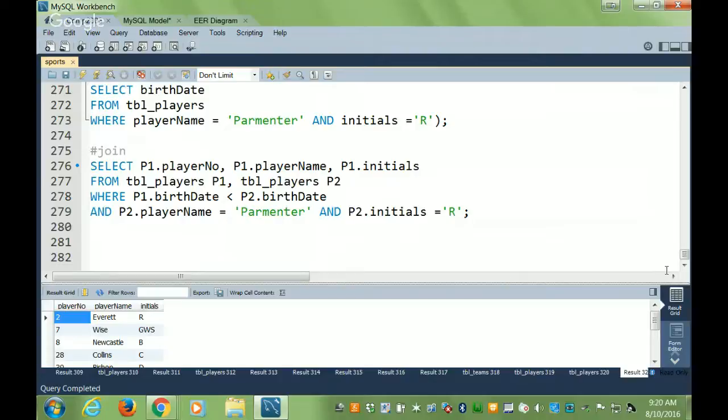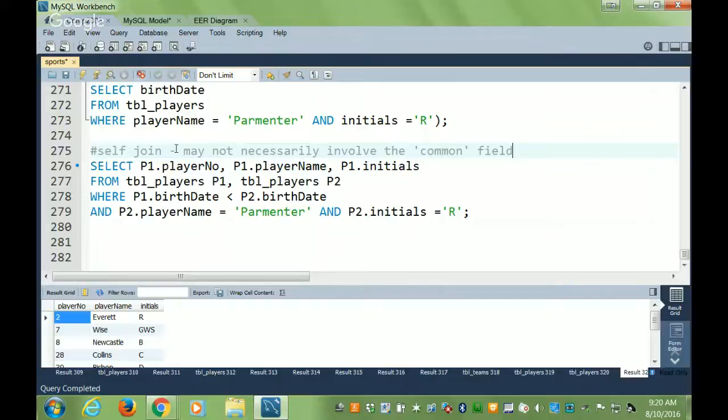So that was my first thought. Oh, I'm joining it, the player numbers should be equal. But that didn't make sense when I said, oh, we only need the people who have a lesser birth date than our Parmenter. So again, this is an example of a self-join. And just so that your attention is drawn to it, you can say it may not necessarily involve the common field.